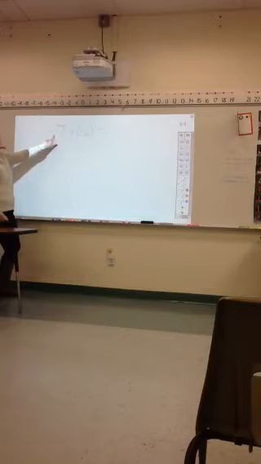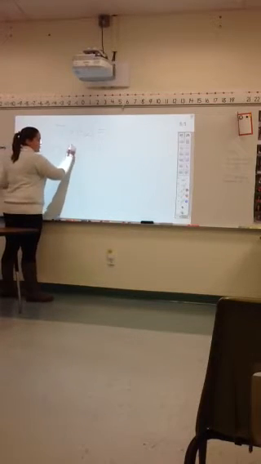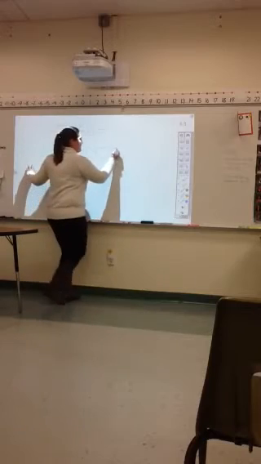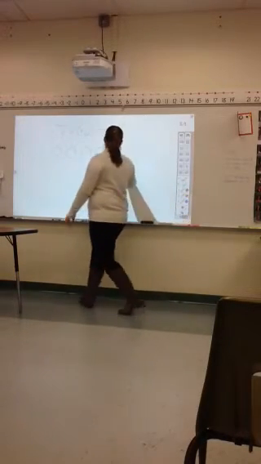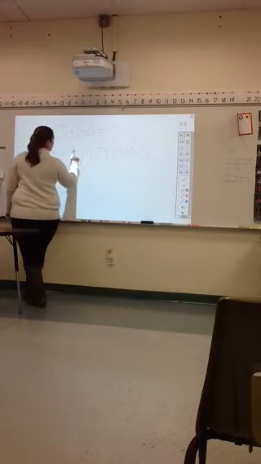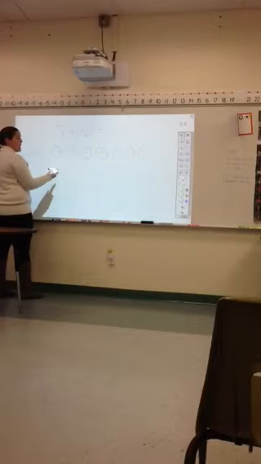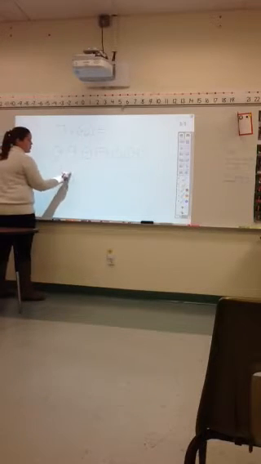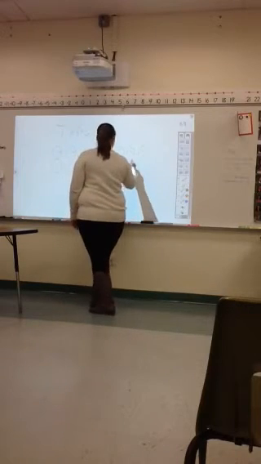First thing I'm going to do is draw 7 negative chips. 1, 2, 3, 4, 5, 6, 7. All of which are negative. And to them, I'm going to add 6 positive chips. 1, 2, 3, 4, 5, 6.